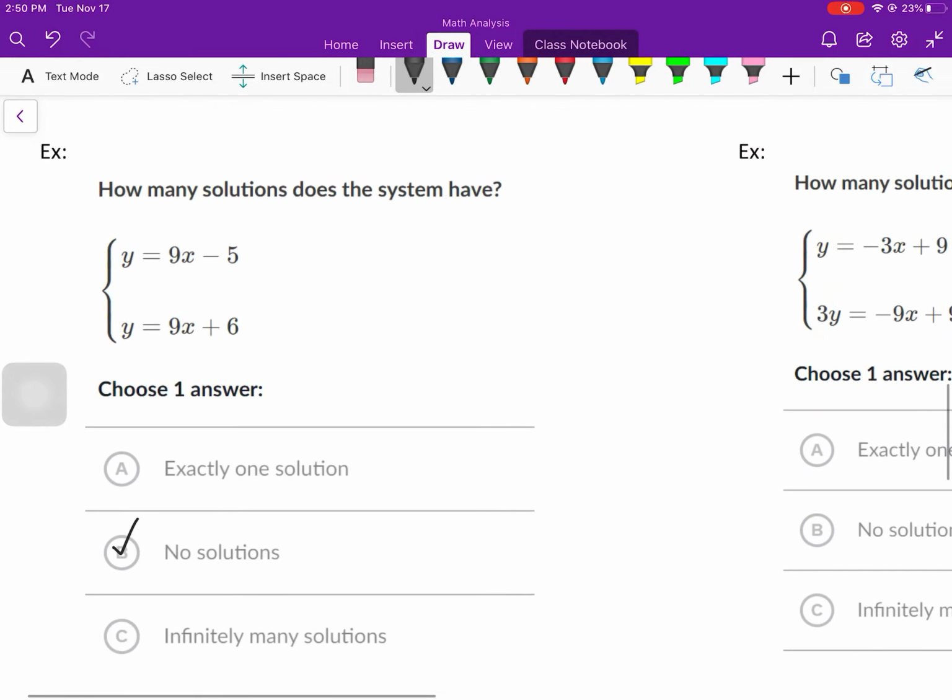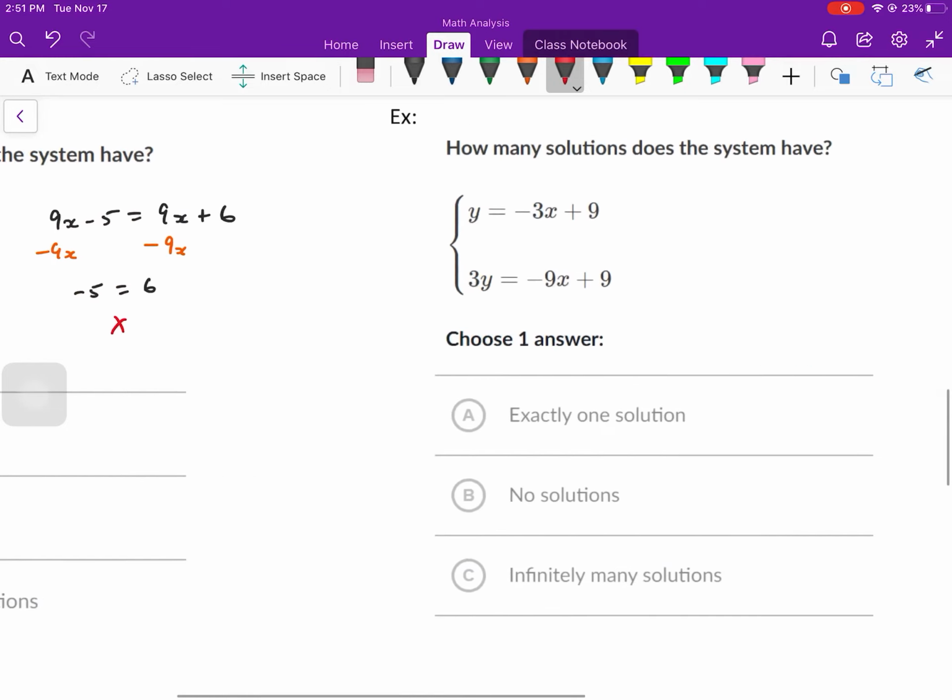So substitution, the way that works is I'm going to go ahead and take this and substitute it into y. So I'm going to have 9x minus 5 equals 9x plus 6. Solve for x, so minus 9x, minus 9x. The x's cancel, we end up with negative 5 equals 6, and that's a false statement, so that's how you know there's no solution.